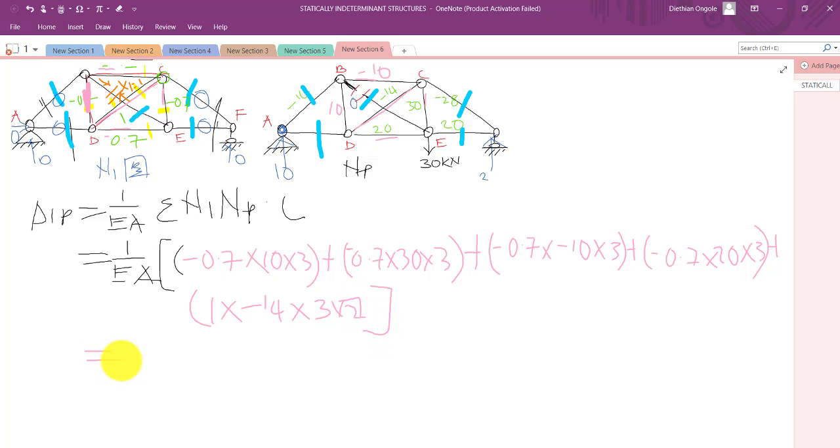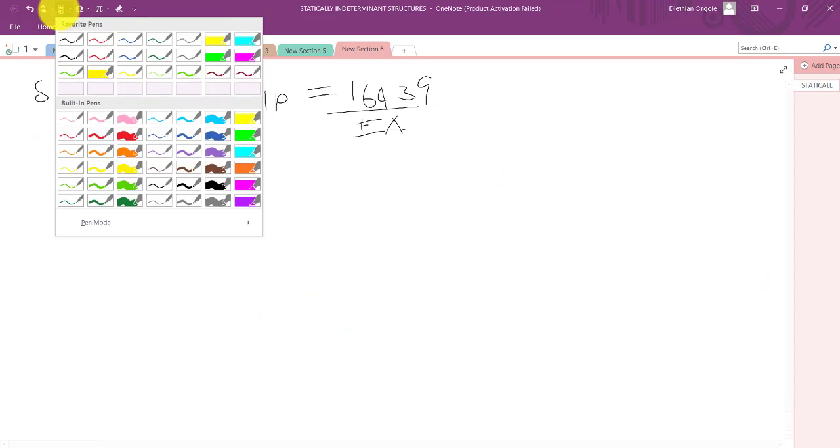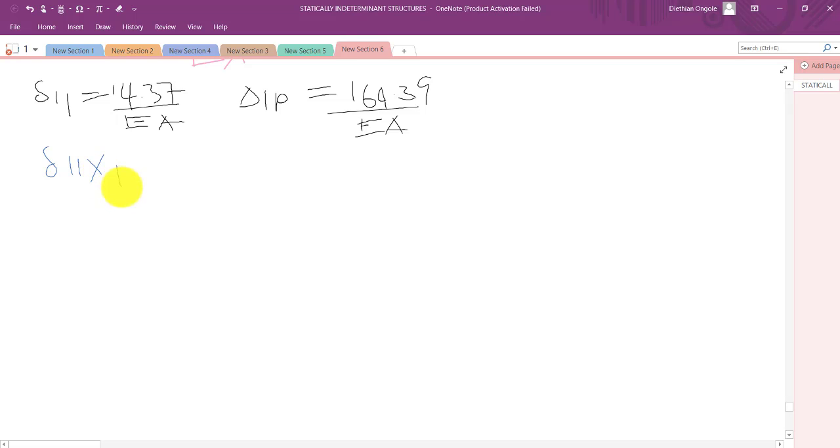So when you work this out, we shall find our answer being equivalent to 164.39 divided by EA. Having found our delta 1p and our delta 11, next we go on and calculate the value of x1. From the equation, delta 11 x1 plus delta 1p is equal to 0. My x1 would be equal to negative delta 1p divided by delta 11.